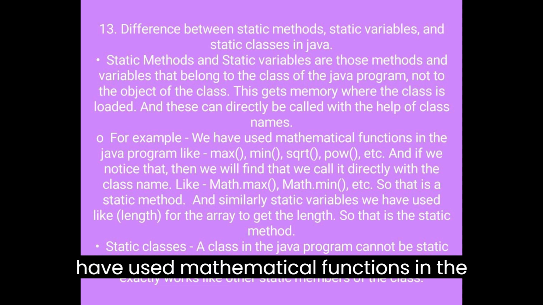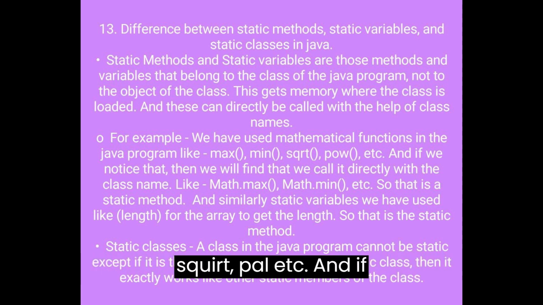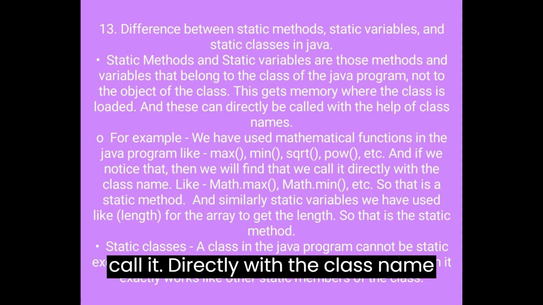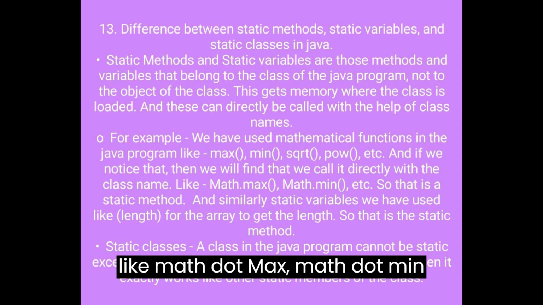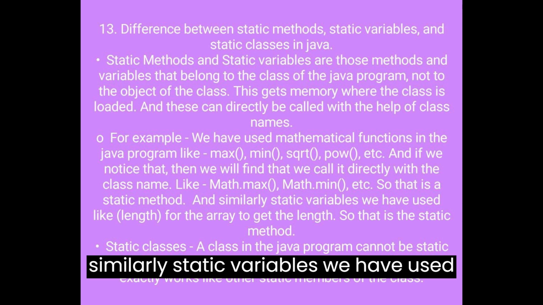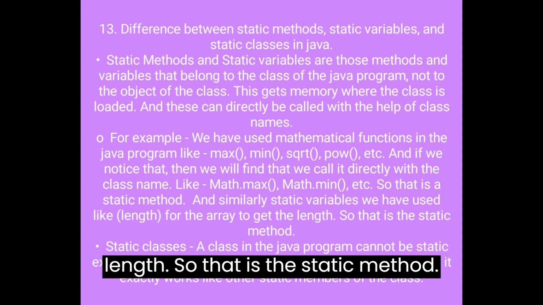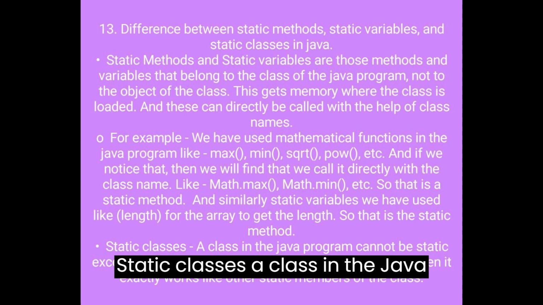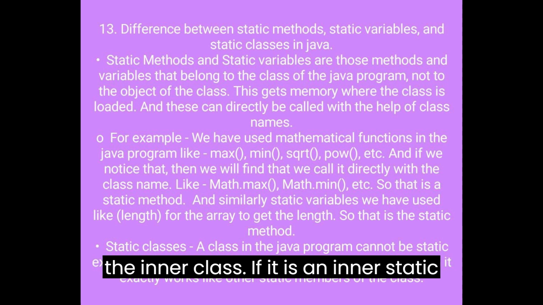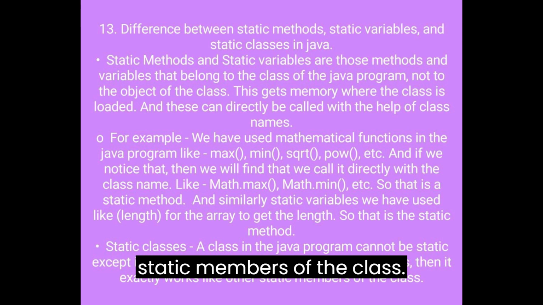For example, we have used mathematical functions in the Java program like max, min, sqrt, pow, etc. If we notice, we call them directly with the class name, like Math.max, Math.min, etc. So that is a static method. Similarly, we have used static variables, like length for an array to get the length. Static classes: a class in the Java program cannot be static except if it is an inner class. If it is an inner static class, then it works exactly like other static members of the class.